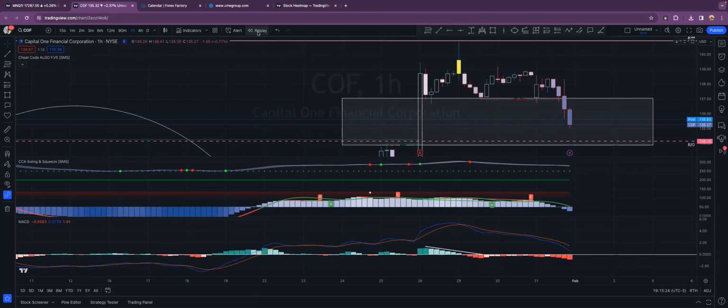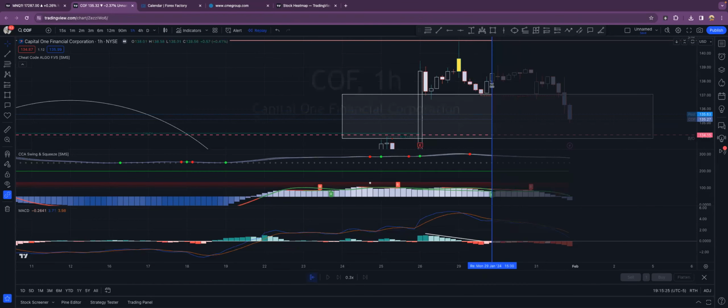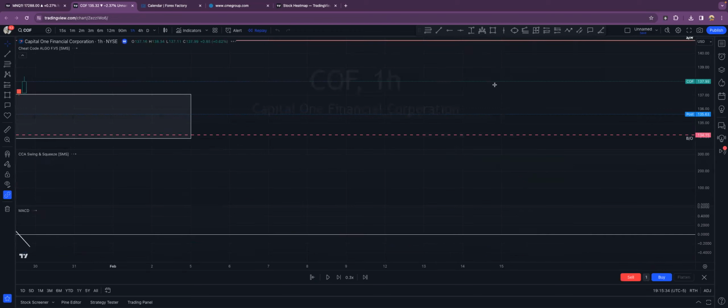So let's cut off this part of the chart here because this information is unnecessary, right? We want to cut off, there we go. Let's cut that off.